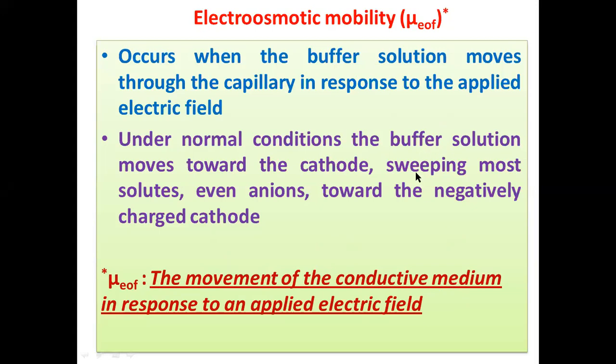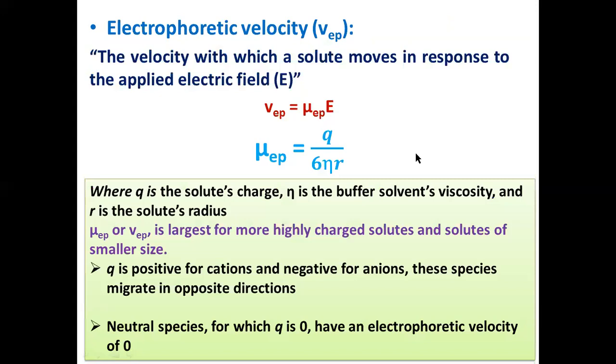So now you must be able to distinguish electrophoretic mobility and electro-osmotic mobility. Electrophoretic mobility is the measure of the ability of the solute to move in a conductive medium under the influence of the electric field. This is called electrophoretic mobility. The electro-osmotic mobility is a measure of the ability of the species of the buffer solution to move in a conductive medium under the influence of the electric field. So this is how we can distinguish the movement of the solutes and the movement of the species of the buffer solution.